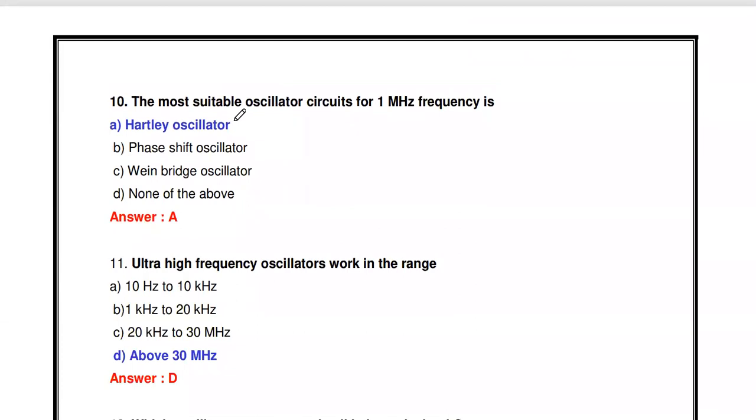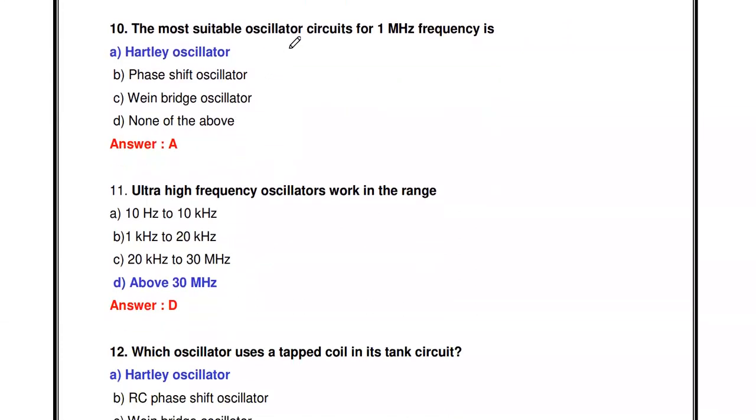Then the next one, the most suitable oscillator for 1 megahertz frequency. Which one is the most suitable oscillator circuit for 1 megahertz frequency? In order to handle that RF and microwave signal, which oscillator is more suitable? Hartley, phase shift, Wien-Bridge, none of the above. Hartley. Phase shift and Wien-Bridge are audio frequency only, in the range of kilohertz, 20 kilohertz only we can handle. So in order to generate 1 megahertz, we can use Hartley.